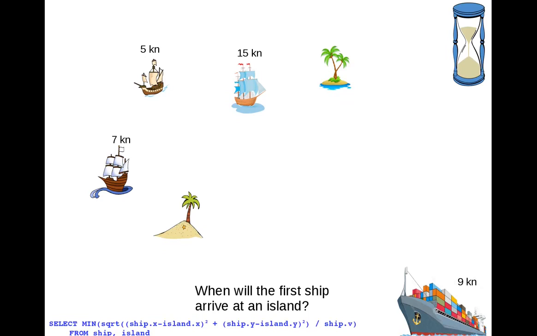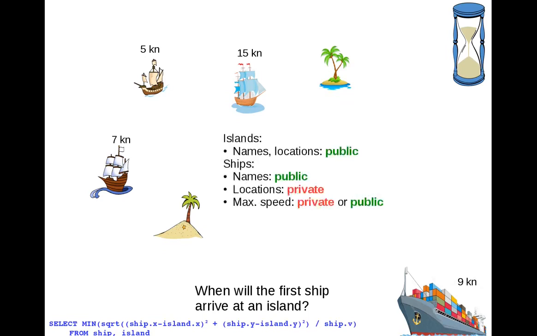And when discussing what we may want to hide here, we have islands, and probably islands have names and locations, both of which can be considered public. The ships' names could also be considered public, because they are just identifiers of the ships. On the other hand, we consider the locations of the ships to be private. The ships can move around on the sea, so the locations are definitely private. The maximum speed of the ship does not change as often as the location of the ship, so depending on the application, it could be either private or public.